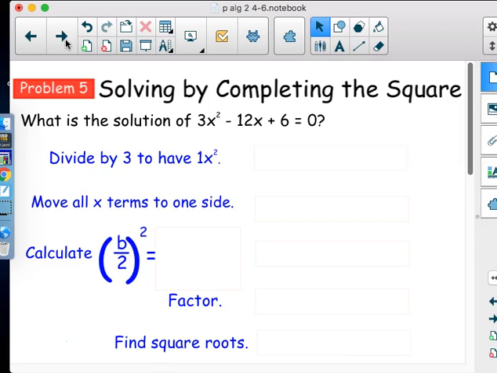Now let's do one a little harder. What is the solution of 3x squared minus 12x plus 6 equals 0? Is 6 a perfect square? So we'd have to move it out of the way. And actually, I would flip these two steps they have right here.